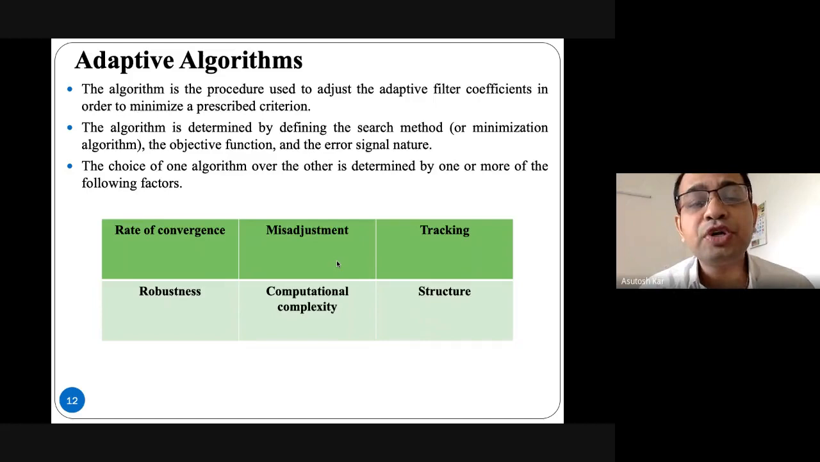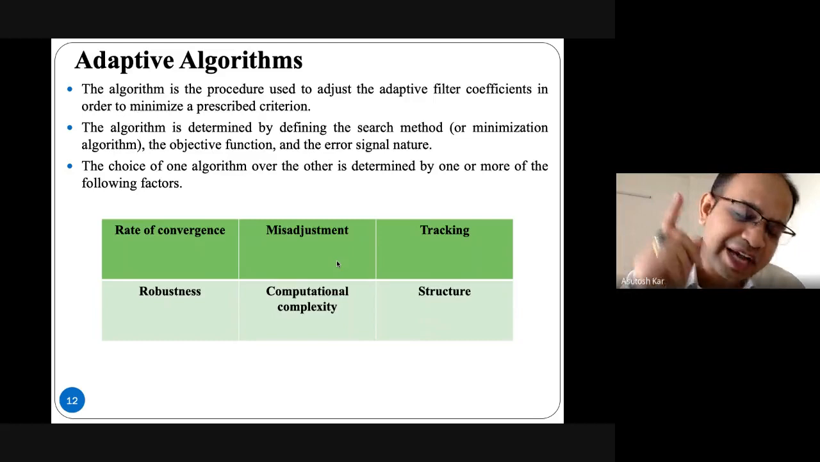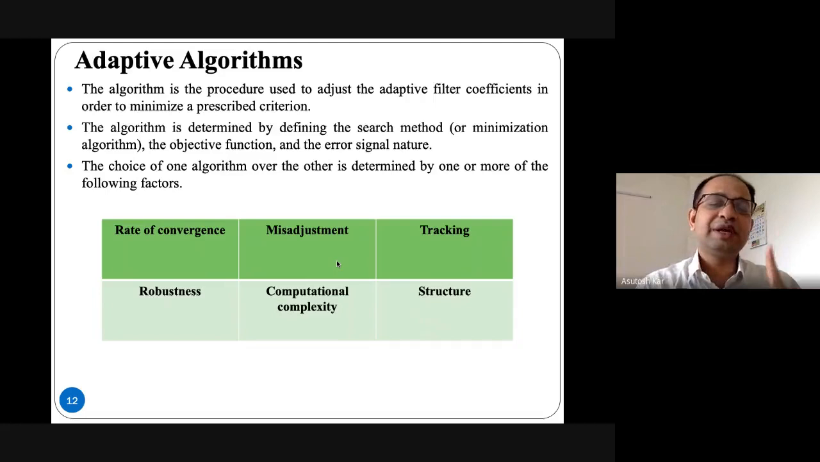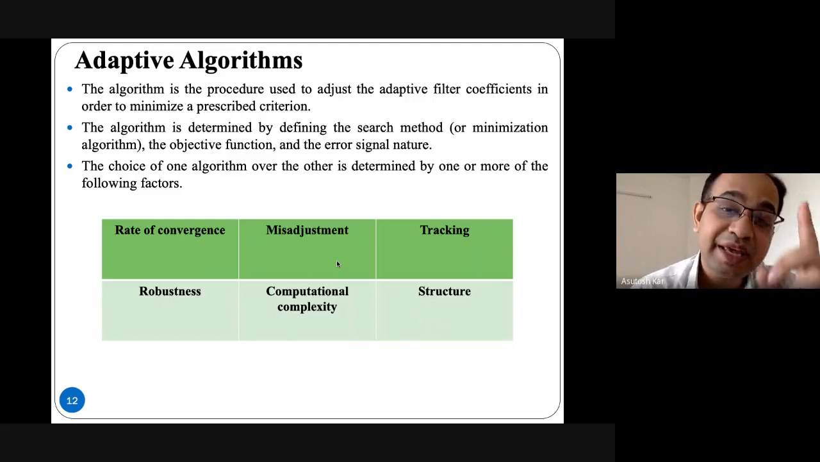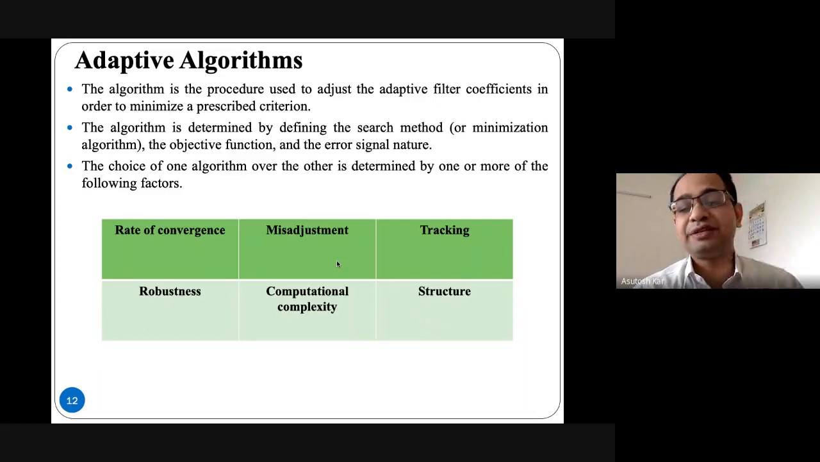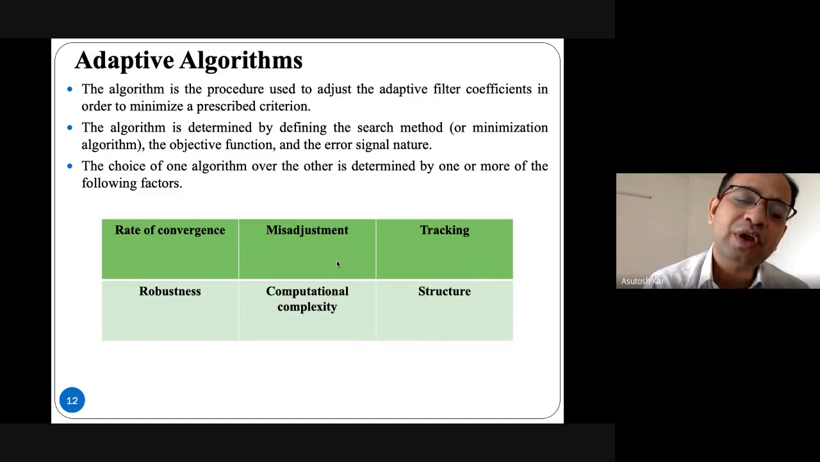Any algorithm we design, we plan for the least computational complexity. But if computational complexity is higher, but at the same price I am getting better robustness, better tracking, better misalignment, and high speed of convergence, then I can prefer an algorithm which is computationally intensive. Why? Because of the developments in VLSI techniques, addressing a computationally intensive thing with some VLSI device or chip is not at all an issue.